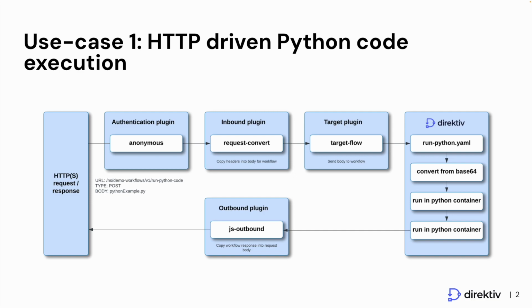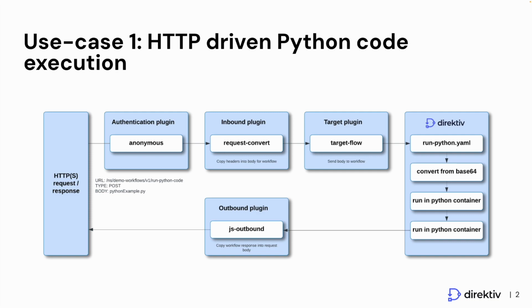The second part would be the target plugin. In this case, we're going to execute target flow, which is just going to send this payload, which contains the body of the request, the headers, the URL parameters, everything. It's going to send it into Direktiv, into the workflow that we specify. In this case, I'm going to specify the run python.yaml workflow.